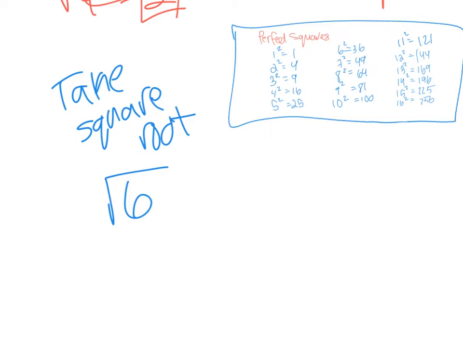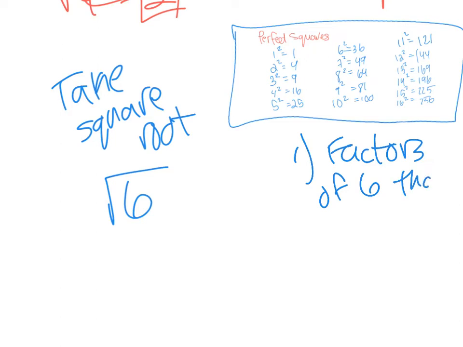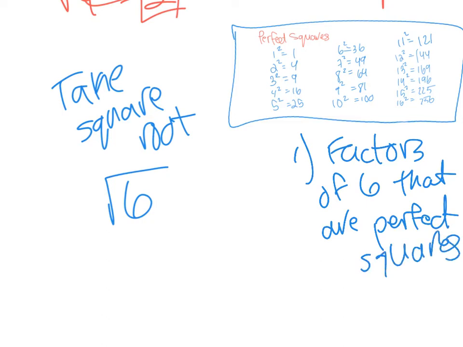Well, if you put it in the calculator, you get a decimal, but that's not an exact answer because at some point you have to round off. So we're going to use factors of 6 to help us simplify. So the first thing we want to do is find factors of 6 that are perfect squares. And that's why I left our list up here so we can look at these perfect squares and see if any of our factors match. We can also just create a list of perfect squares.